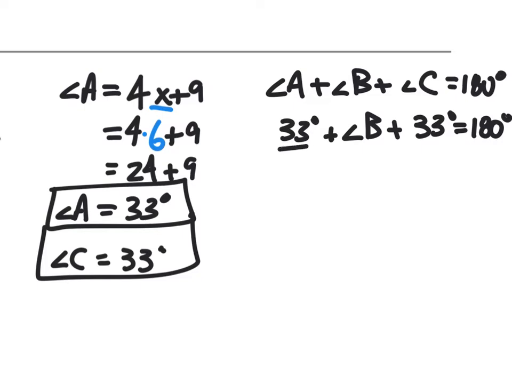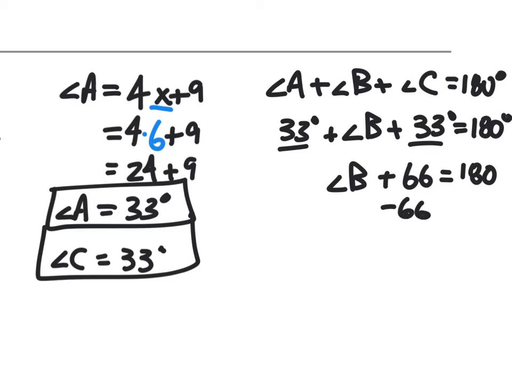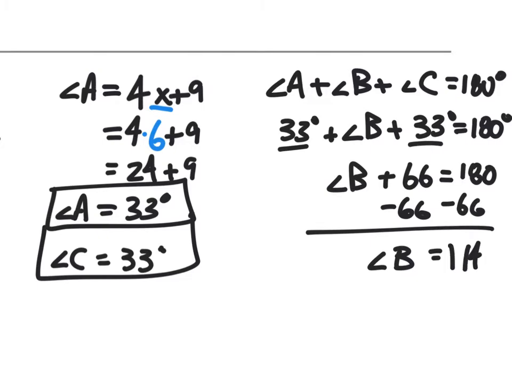All right, now 33 and 33, if I add those together, plus angle B, that's going to give me 66. Okay, 33 and 33 give me 66, and that's equal to 180. Now if I subtract 66 on both sides, then I get that angle B is equal to 114 degrees. Okay, and that's what I'm looking for.